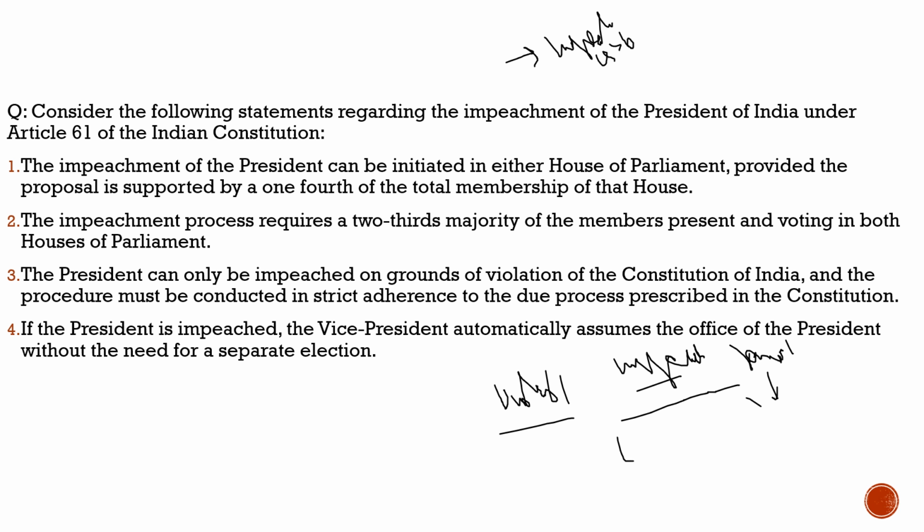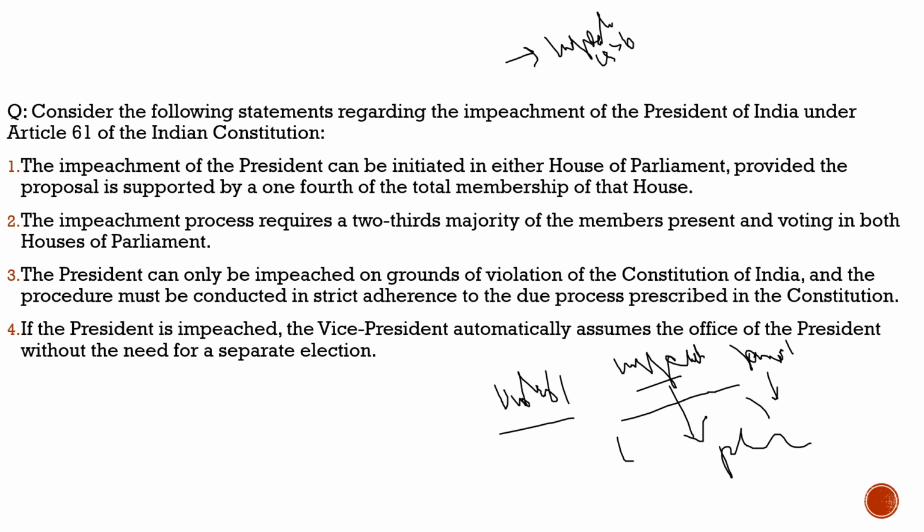Once the removal process is initiated, we say impeachment is initiated. Then once he is removed, he becomes removed. So impeachment leads to removal with respect to the president, and this term is only used for the president in the Indian Constitution. So what does Article 61 say? Article 61 deals with presidential impeachment.